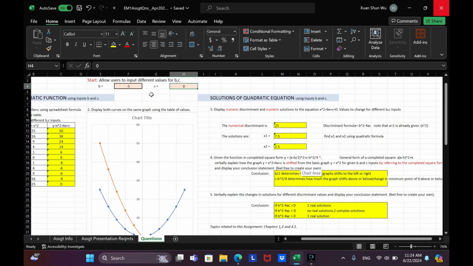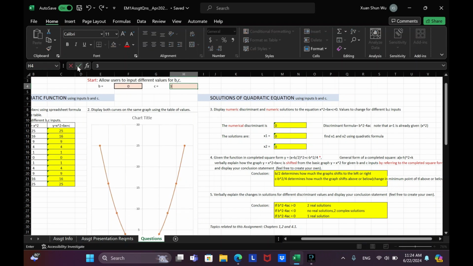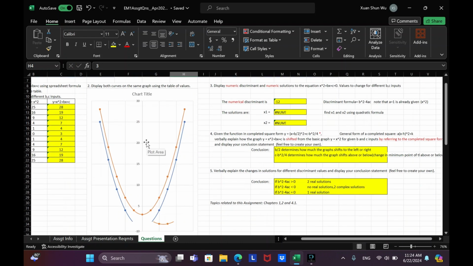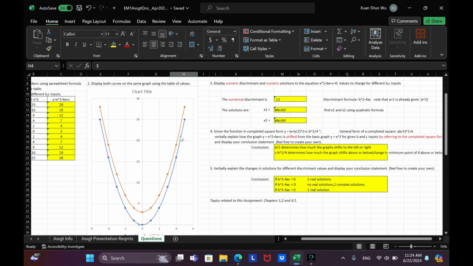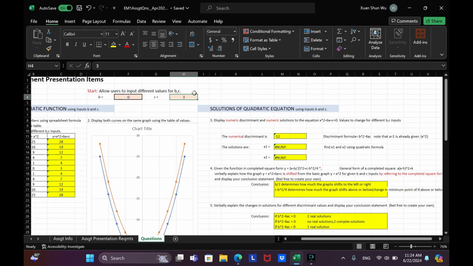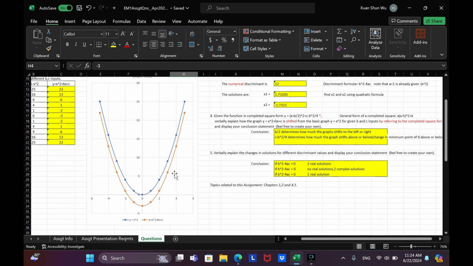Now, if you take a look at this, I change the b to 0 and I put c to a positive value, let's say. The graph will shift upward, so as the minimum point of the graph. But if I change my c to a negative value, the graph will shift downwards, as well as its minimum point.